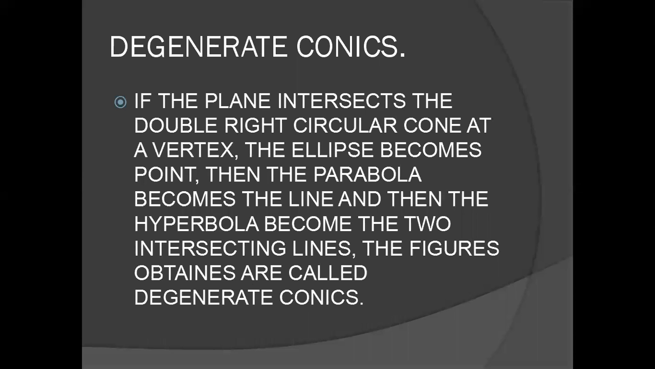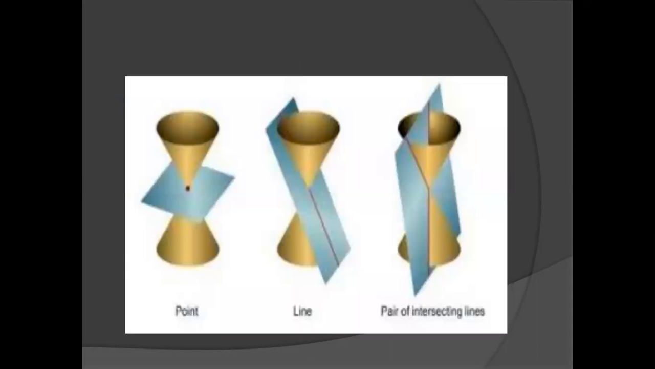Degenerate conics. If the plane intersects the double right circular cone at the vertex, the ellipse becomes a point, the parabola becomes a line, and the hyperbola becomes two intersecting lines. The figures obtained are known as degenerate conics. Here you can see the given figure.